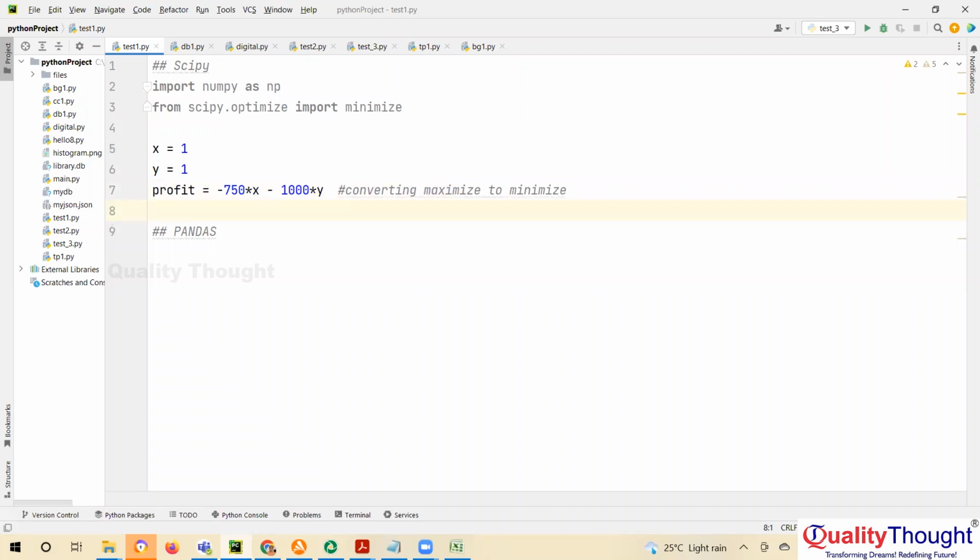So profit per unit is 750, and the number of units is X. We need to find X and Y.